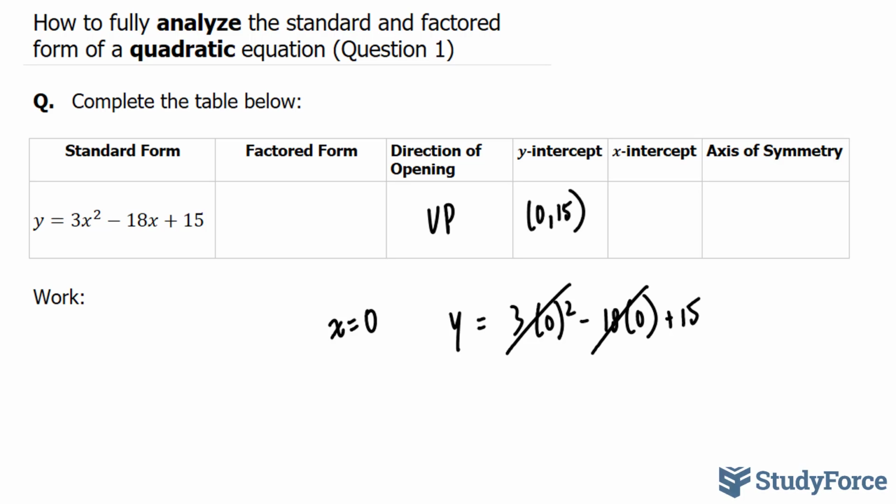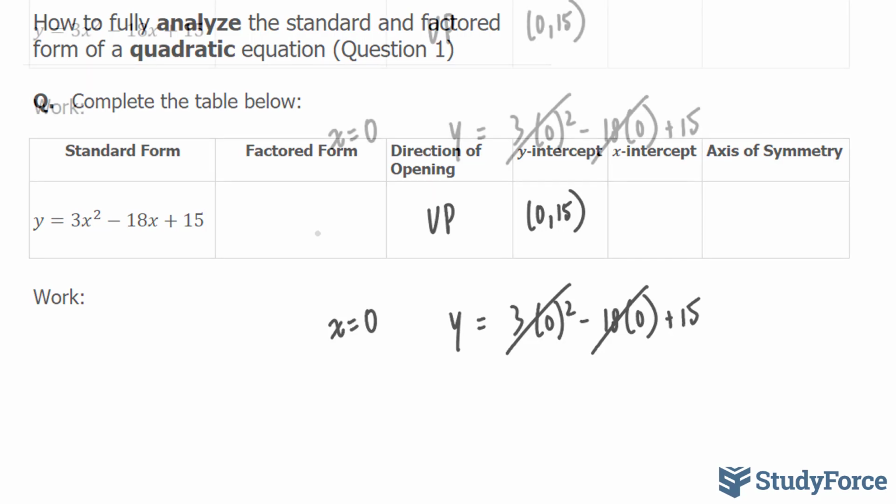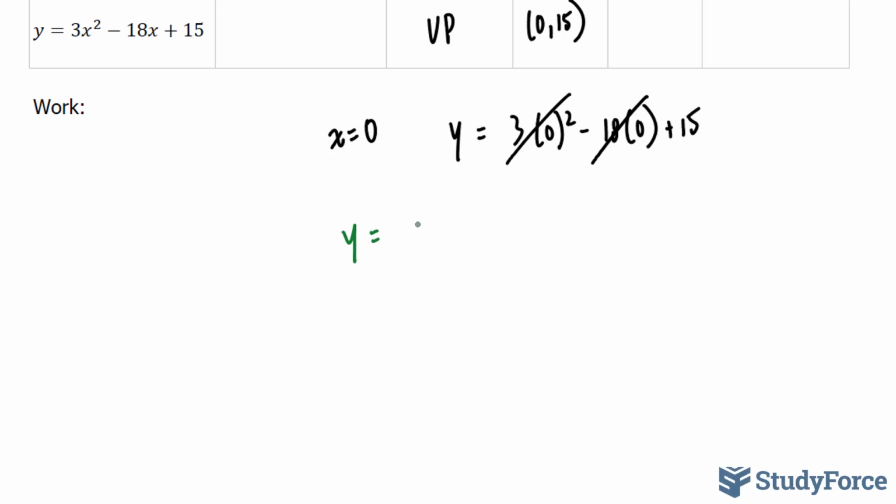In order for us to find the x-intercepts and the axis of symmetry, which relates to the vertex, we need to convert this equation into factored form. To convert it into factored form, we first have to common factor the equation itself. Notice that there's a 3 in common in all 3 of these terms, so we can factor that out first. Let me show you what I mean. We have y is equal to, and if we factor out the 3, we end up with x squared minus 6x plus 5.